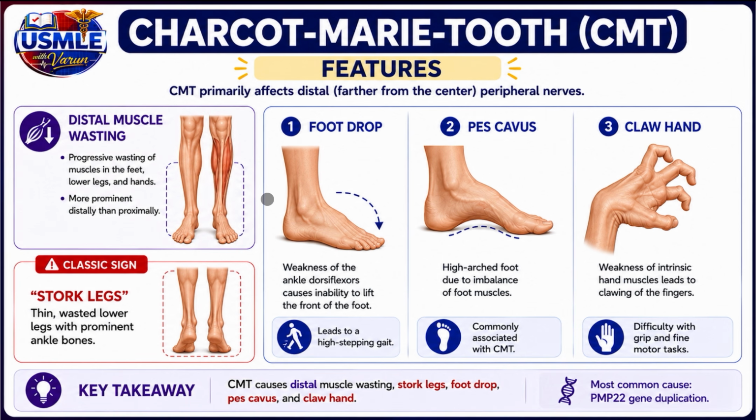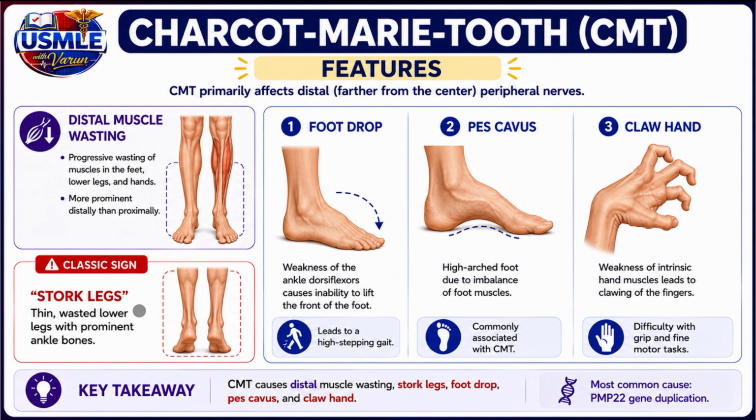Patients usually develop progressive wasting of distal muscles, especially in the legs, giving a characteristic stork leg appearance. It is also characterized by foot drop and high arched feet or pes cavus, and these are the classic findings. Charcot-Marie-Tooth disease primarily affects the distal peripheral nerves. There is distal muscle wasting, characterized by progressive wasting of muscles in the feet, lower legs, and hands, and this is usually more prominent distally than proximally.